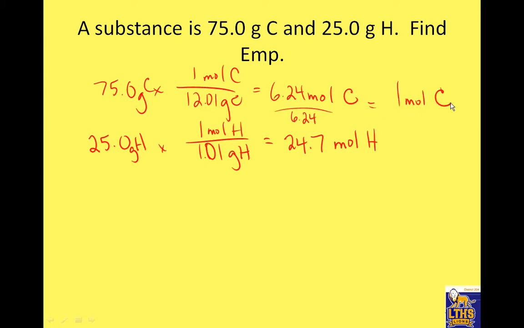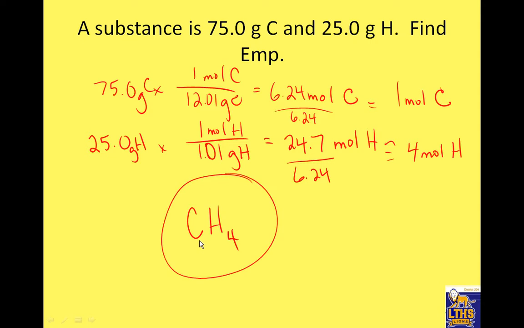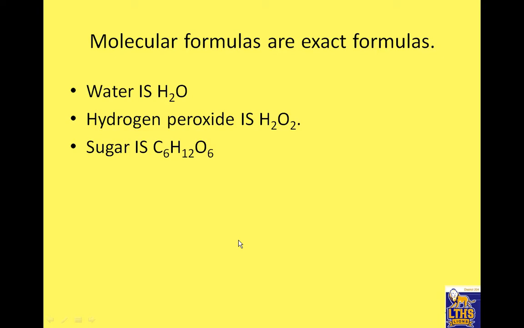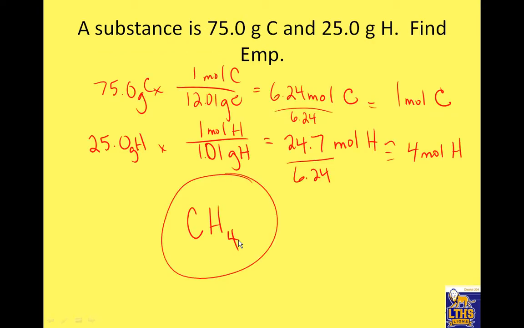So we find out we have 1 mole of carbon, and we divide by 6.24 here. So after you figure out which is smaller moles, you just take that number and use it as a divisor to get it into whole numbers. And this comes out to be approximately 4 moles of H. So most of the time these will work out to whole numbers, but if they don't, you could just multiply them by a 2 or a 3. Okay, so the empirical formula is CH4. So this compound's empirical formula has a ratio of 1 mole of carbon to 4 moles of hydrogen as its lowest whole number ratio. Okay, so that was empirical formulas.